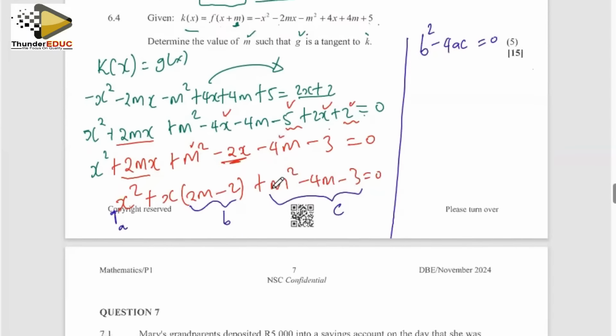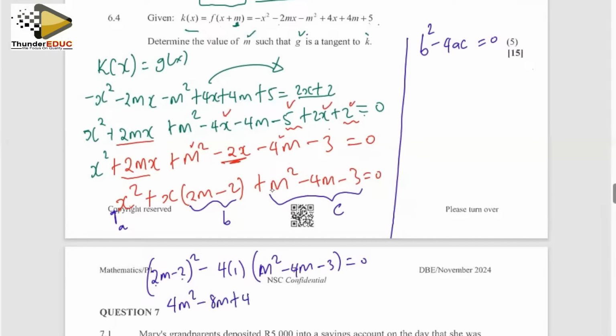Now, if I try to substitute that, do I have enough space? Okay, let me just punch it here. So it's going to be (2m minus 2) squared minus 4, the a is a 1, okay, and then the c is the whole of this. So m squared minus 4m minus 3 is equal to 0. Let's open up here. We have 4m squared. This is 2 times 2, 4 times 2 again, which is 8m plus 4. We open this, minus 4m squared. This and this is going to give us plus 16m. That and that is plus 12 is equal to 0.